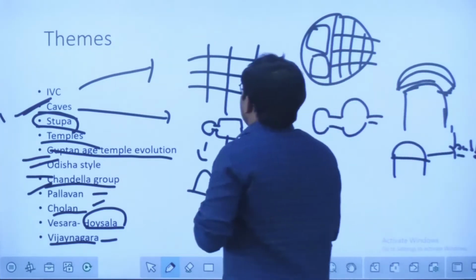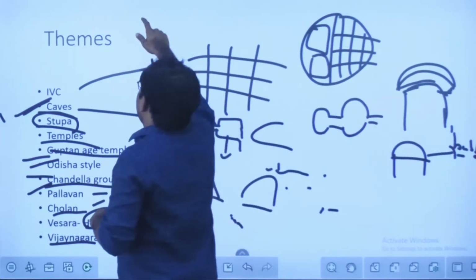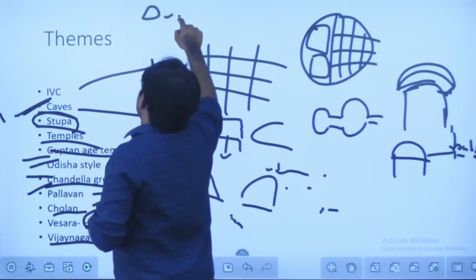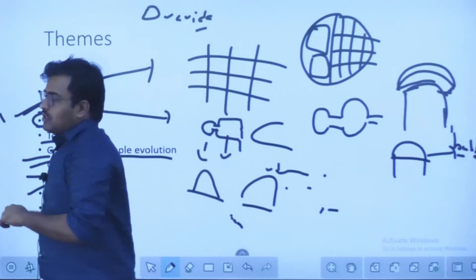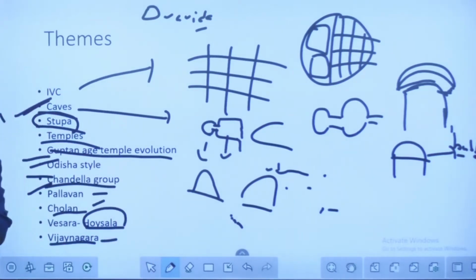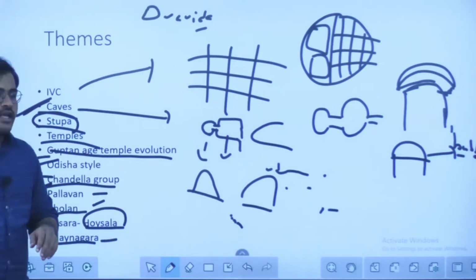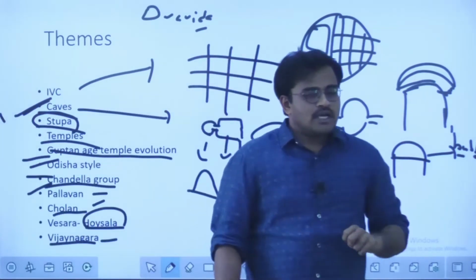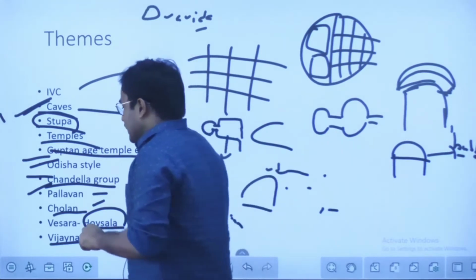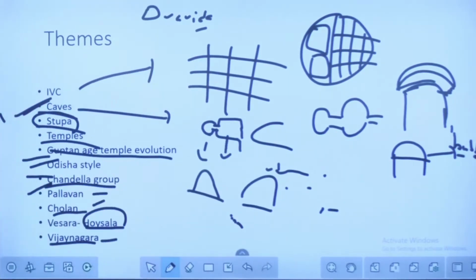And along with that, they can ask a question directly on comparison between Dravidian and Nagara features. Dravida and Nagara comparative question they can ask, which is very mundane. There also you need to draw diagrams. I have included some diagrams also with respect to Nagara and Dravidian architectural style.